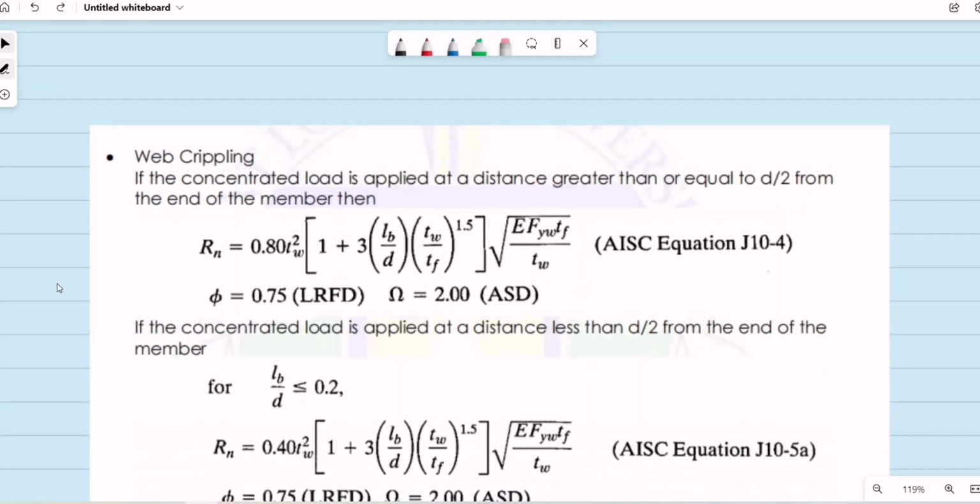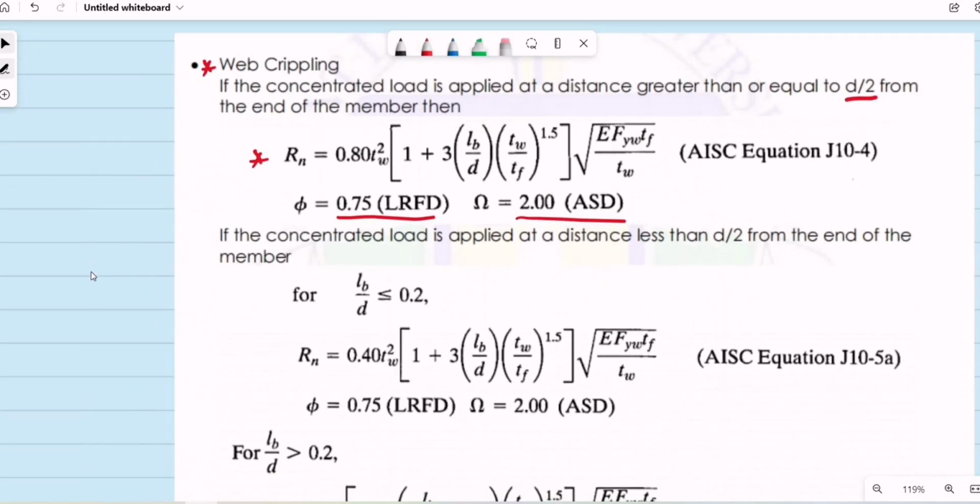Okay, good day. So let's have another discussion for a miscellaneous topic here in the analysis and design of flexural members. So this is web crippling. For web crippling, if the concentrated load is applied at a distance greater than or equal to d over 2 from the end of the member, then we can compute R sub n using this equation. So we have the reduction factor for LRFD as 0.75.